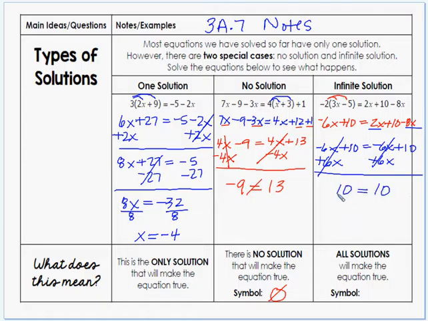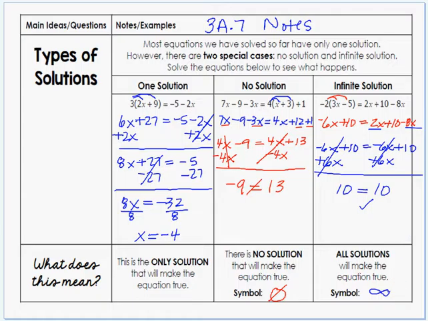And this is a true statement. 10 is equal to itself. So this works. So what does this mean for us? All solutions will make the equation true. Or any number that I want to plug into this will make the situation a true statement. And we also have a symbol for this. So to represent the infinite amount of solutions that I can have, we use our infinity symbol.